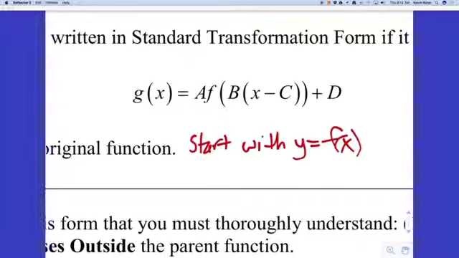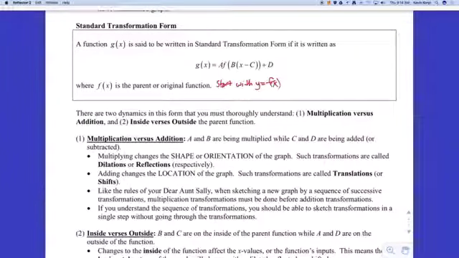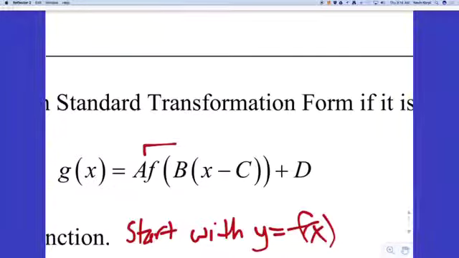So if you can write every equation in this form, you can actually implement the transformations then from left to right. All right, so here's what we're going to have. The A and the B, since they're multiplied, anytime you multiply something, you're going to be dilating it. You're making it twice as big, 3 times as big, 4 times as big.